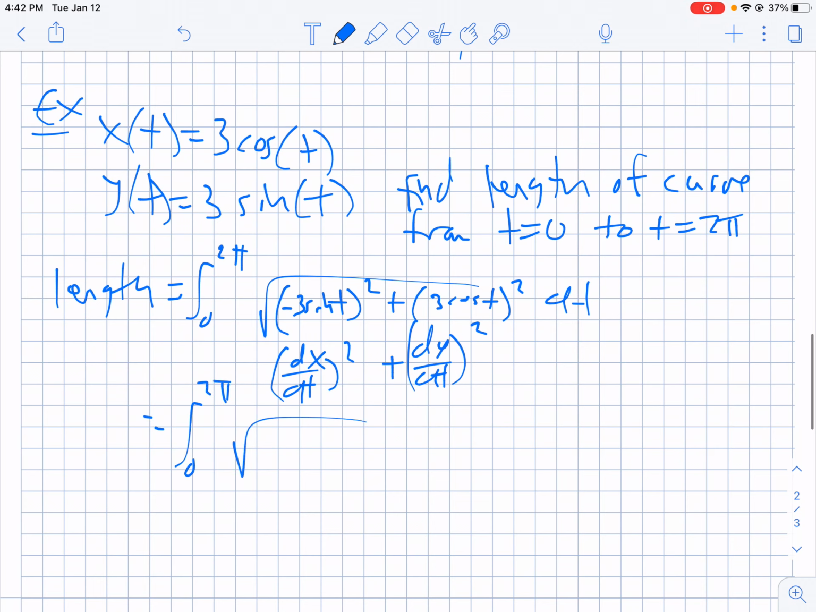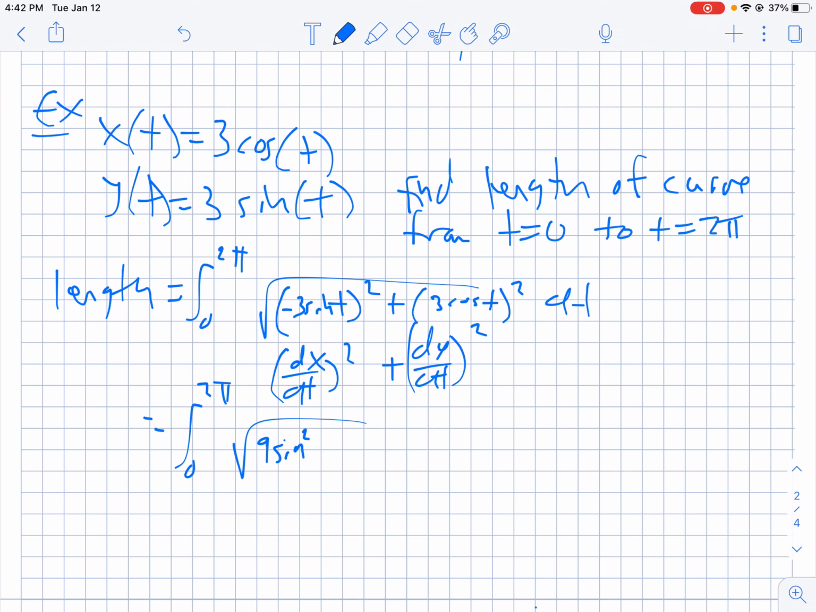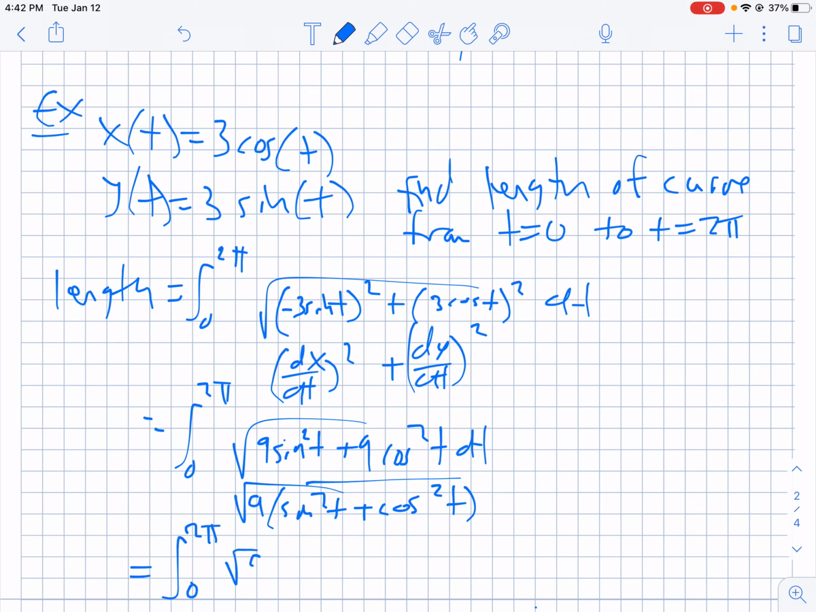So this just turns out to be square root of 9 sine squared t plus 9 cosine squared t dt. So that just becomes square root of 9 times sine squared t plus cosine squared t. All the cool kids know sine squared plus cosine squared is just 1. So this just becomes the integral from 0 to 2 pi of square root of 9 dt. So that's just 3t going from 0 to 2 pi, which just ends up being 6 pi minus 0, which is just 6 pi. Cool.